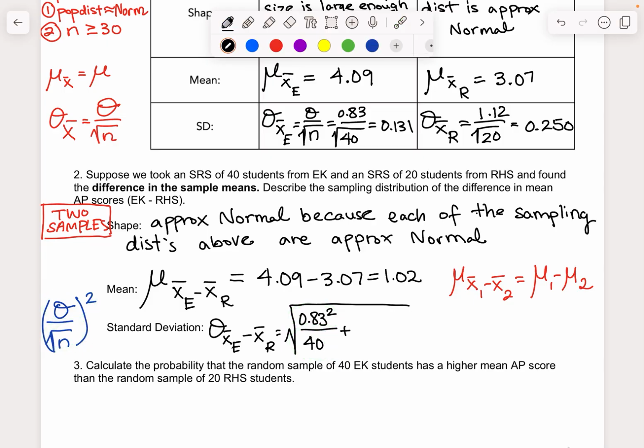Plus 1.12 squared divided by 20 gives us 0.282. And again, this formula is in your formula sheet. In the formula sheet, it looks like this.